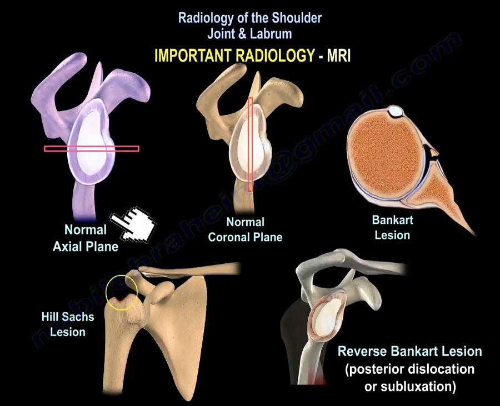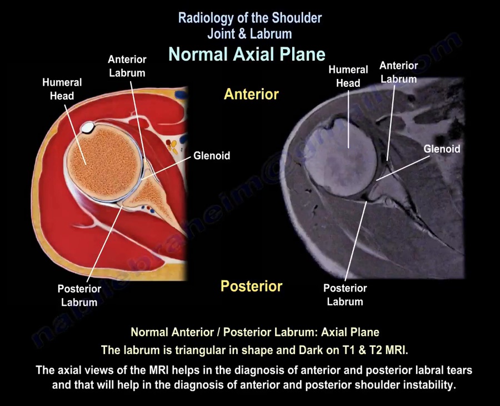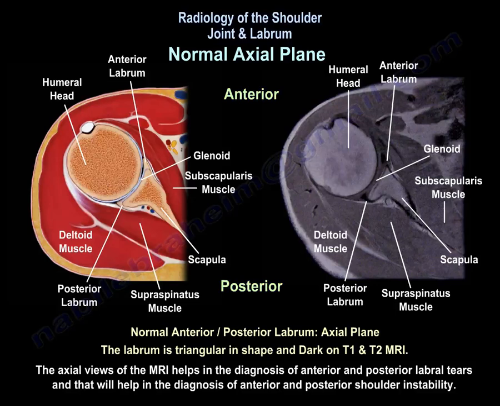Normal anterior posterior labrum, axial plane. How do you see the labrum? This is a cross-section and an MRI of a normal anterior-posterior labrum in the axial plane. The labrum is triangular in shape, dark in T1 and dark in T2. The axial views of the MRI help in the diagnosis of anterior and posterior labral tears, and that will help in the diagnosis of anterior and posterior shoulder instability.